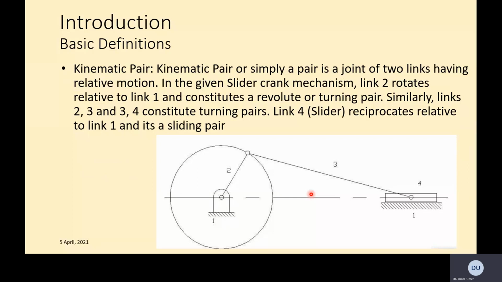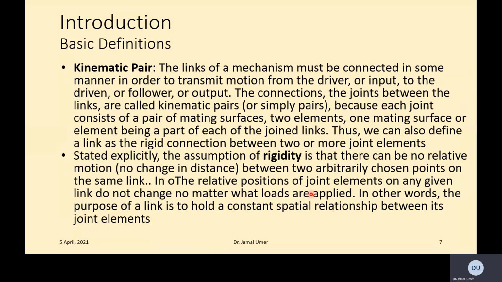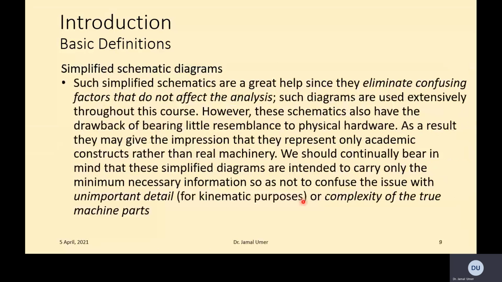This is a very good example, the slider crank mechanism, which represents the engine actually. Such simplified schematics are a great help. Why? Because they eliminate confusing factors that do not affect the analysis.